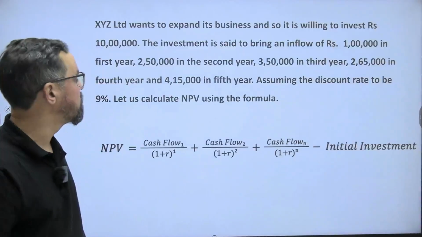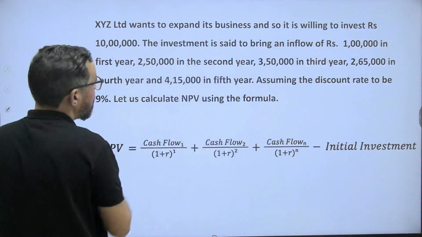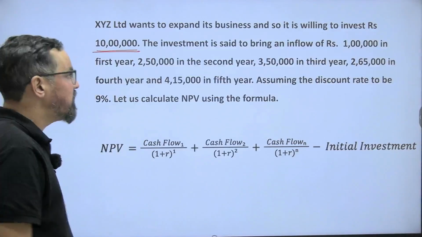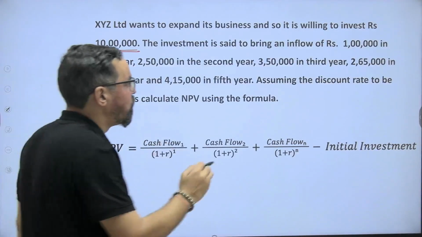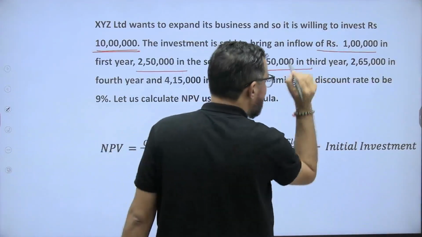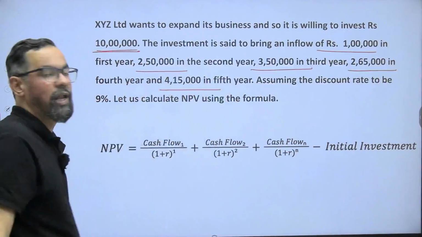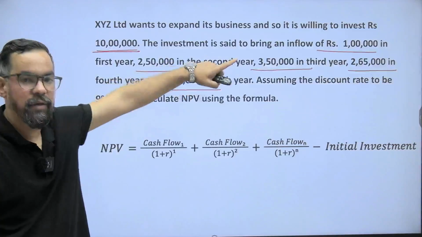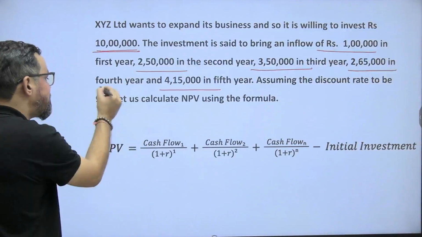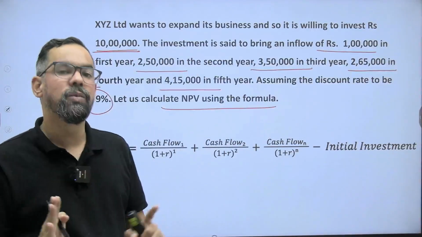Okay? One more question, guys. XYZ wants to expand its business and is willing to invest 10 lakh rupees. Okay? Now we have a 10 lakh rupees investment. The investment is said to bring an inflow of 1 lakh in the first year, 2 lakh 50,000 in the second year, 3 lakh 50,000 in the third year, 2 lakh 65,000 in the fourth year and in the fifth year 4 lakh 15,000. Now sometimes you'll get this type of different question, where every year we have different incomes. The discount rate is 9%. So you have to calculate NPV and they'll ask whether we should accept this project or not.